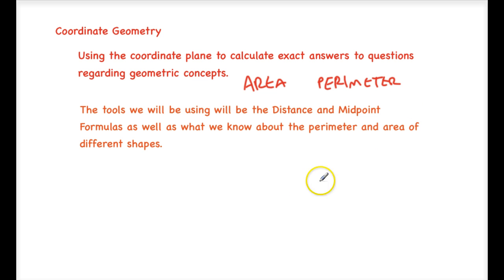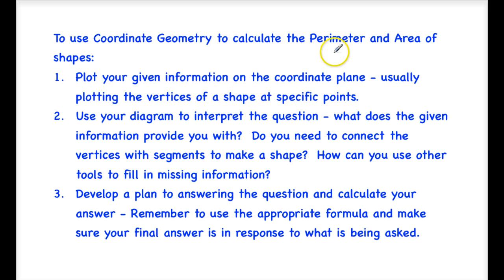So we're going to have a few different shapes, and we're going to plot them on the coordinate plane. And then we're going to use the distance and midpoint formulas to find the length of different sides. And then that'll help us be able to calculate the perimeter and area of different shapes. So what we're going to do is develop a little plan of how to use coordinate geometry, and then we're going to do some examples.